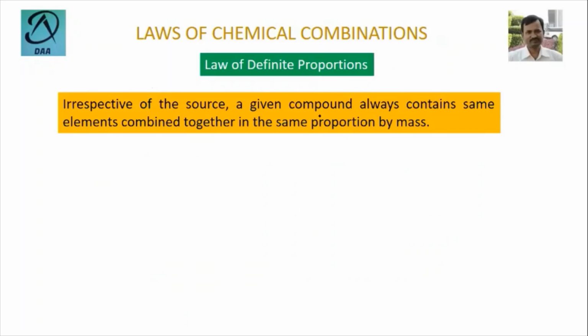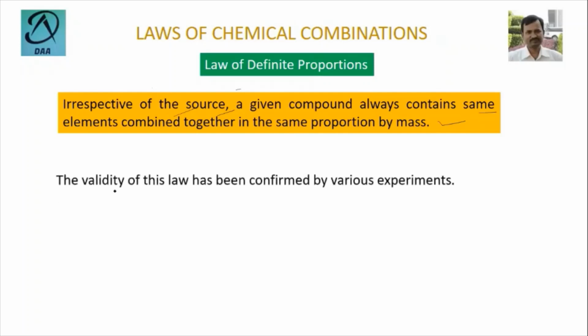So the law of definite proportion: irrespective of the source, a given compound always contains the same elements combined together in the same proportion by mass. This is the law of definite proportions. The validity of this law has been confirmed by various other experiments also.